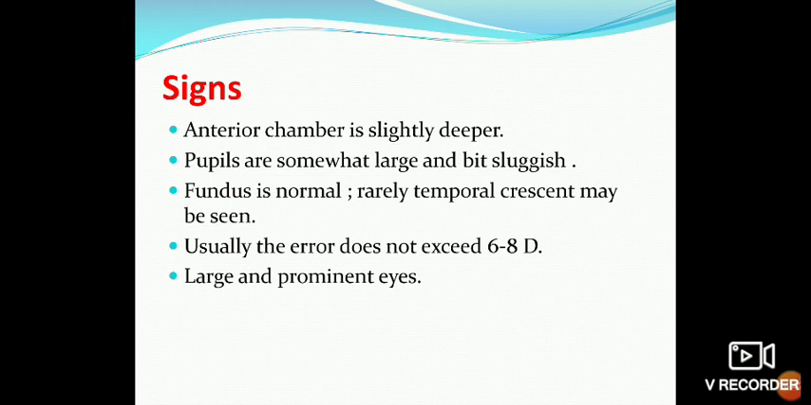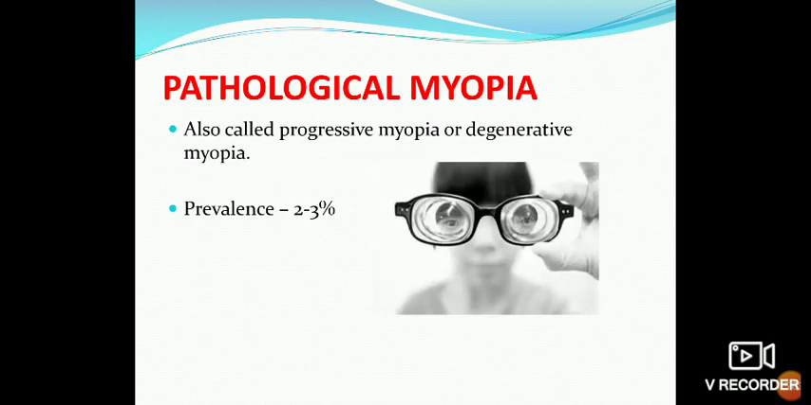What are the signs? The anterior chamber is usually deep. Remember, pupils are somewhat larger and a bit sluggish. Fundus is usually normal. Rarely some temporal crescent may be seen. Usually the error is less than 6 diopter. Rarely it exceeds 8 diopter. Eyes may be large, prominent.